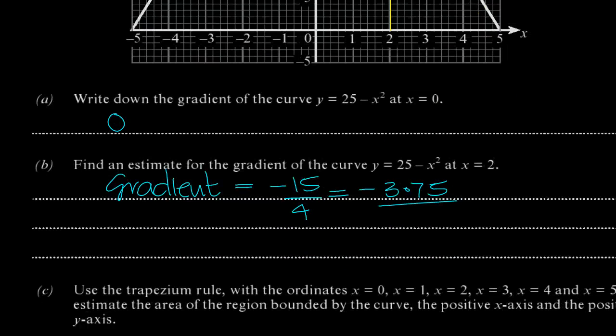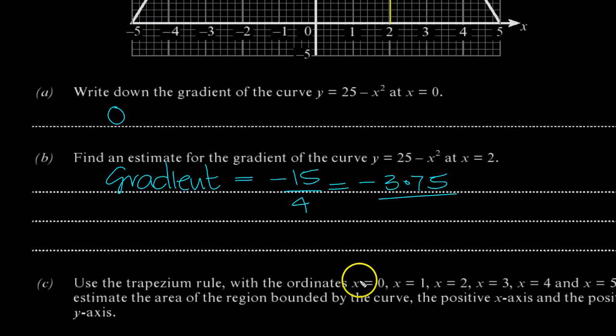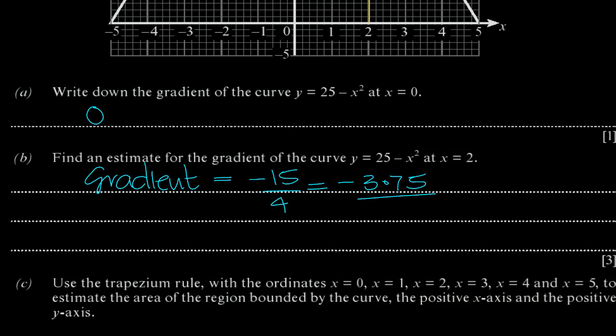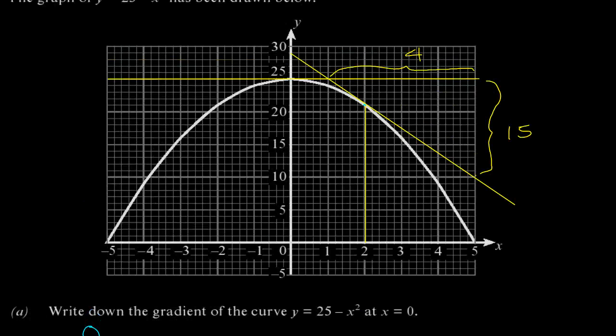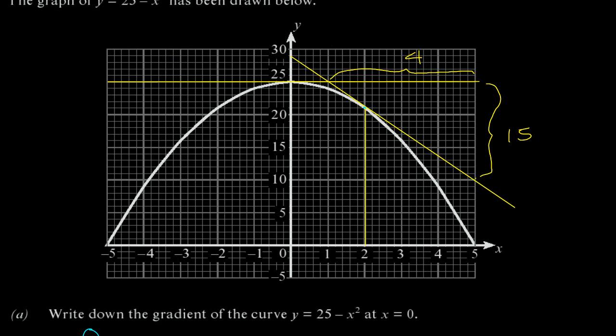Okay, so let's do the next one. Use the trapezium rule with ordinates at x equals 0, 1, 2, 3, 4, and 5 to estimate the area of the region bounded by the curve, the positive x-axis and the positive y-axis. So we need to use a trapezium rule, so let's draw some straight lines in then. So we'll draw one at 0 at 1. So 1 goes here. And then we've got one here, haven't we? Let's draw up at 0 to there.